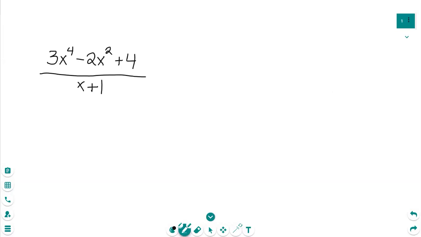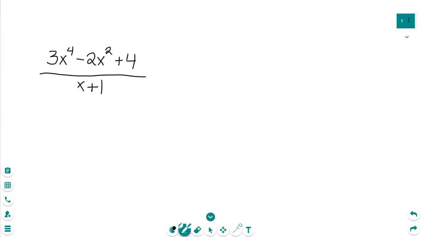Today we will be covering synthetic division. The problem is 3x to the fourth power minus 2x squared plus 4 divided by x plus 1. The reason why we want to do synthetic division is because long division with polynomials takes longer and is more tedious. This is a short and easy method that will bring us to the same outcome.